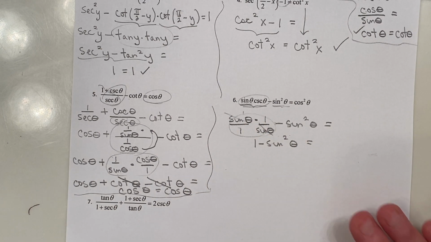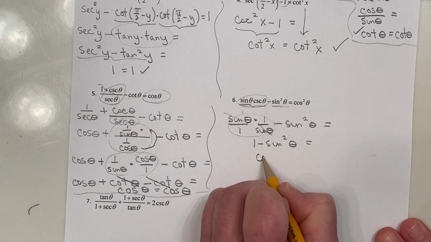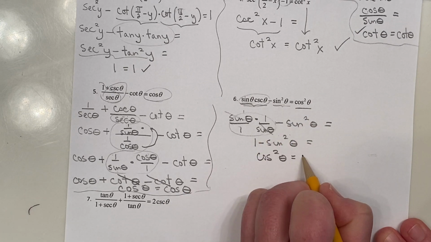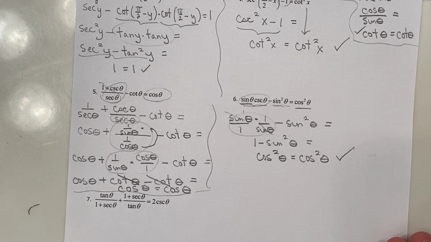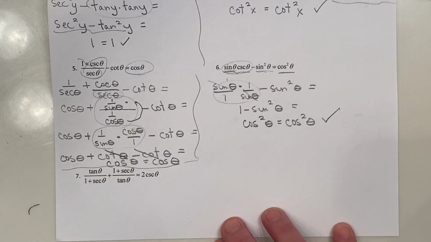And we are 1 step away. 1 minus sine squared theta is a Pythagorean identity. That's equivalent to cosine squared theta, which is exactly what we need. That was probably one of the easiest ones on here. All right, number 7.